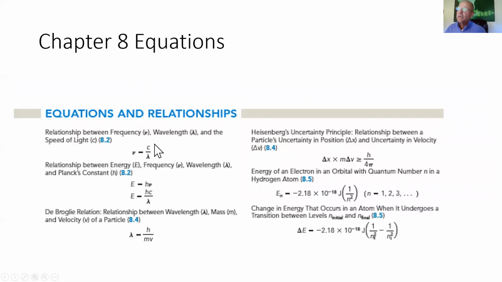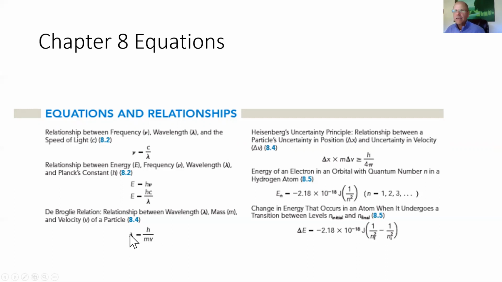So equations and relationships, what's new? C over lambda. The nerd joke: Hey Joe, what's new? C over lambda. The relationship between frequency and wavelength. C is the speed of light. Relationship between energy and the energy of a photon: E is equal to h nu if you describe it in terms of frequency. E is equal to hc over lambda if you describe it with respect to wavelength.